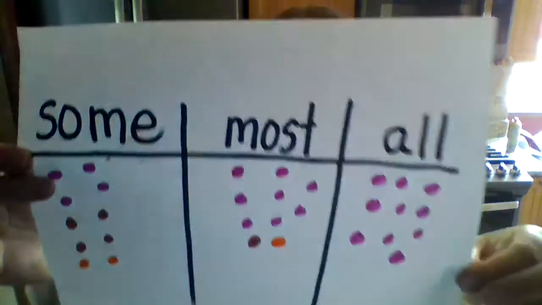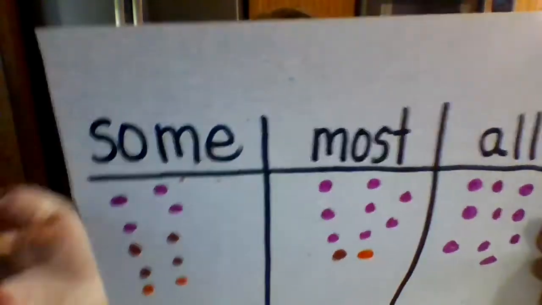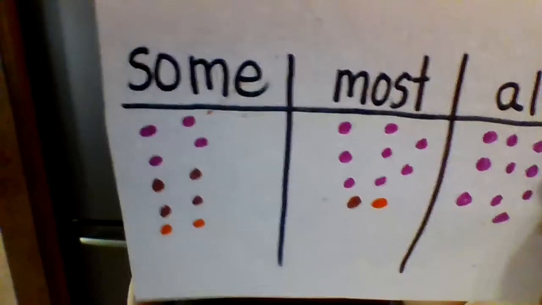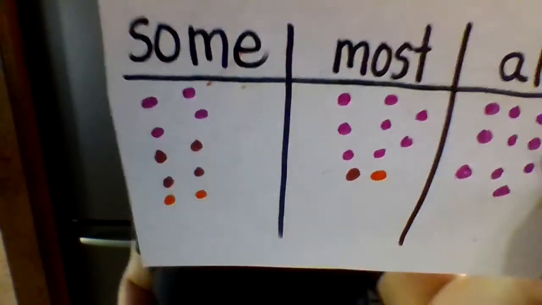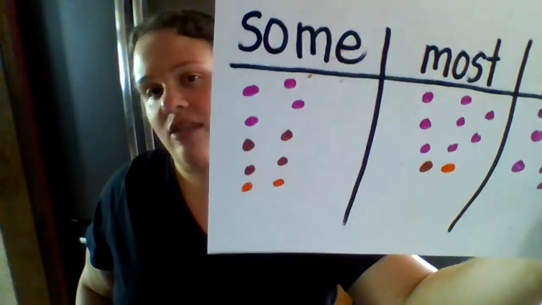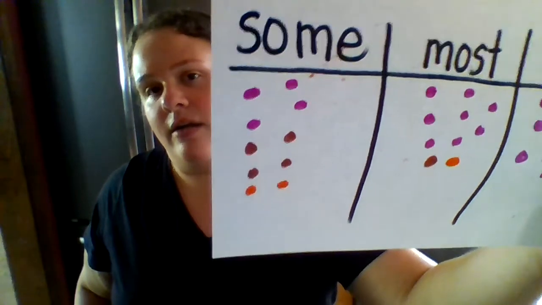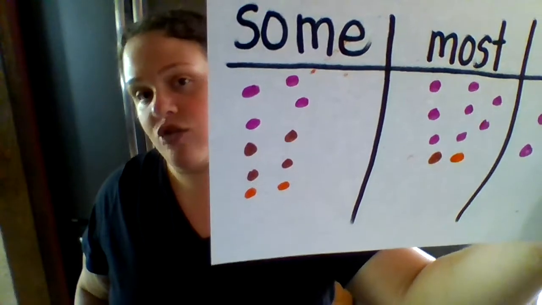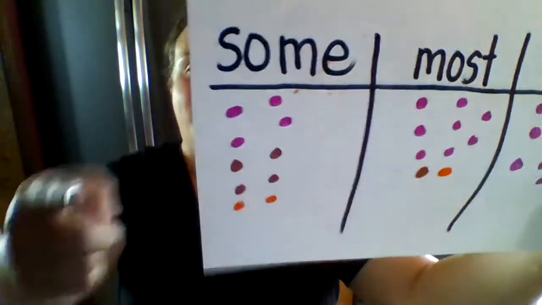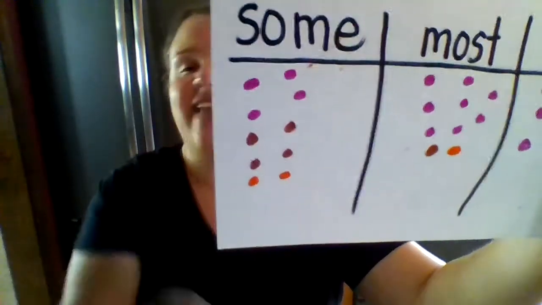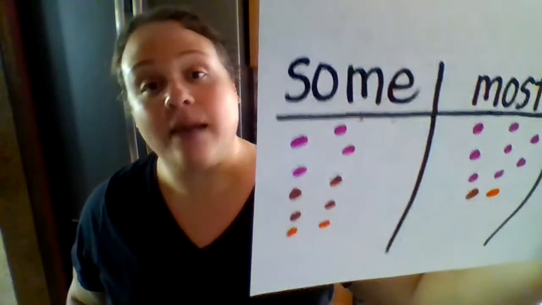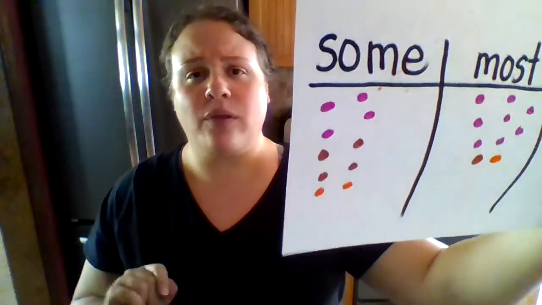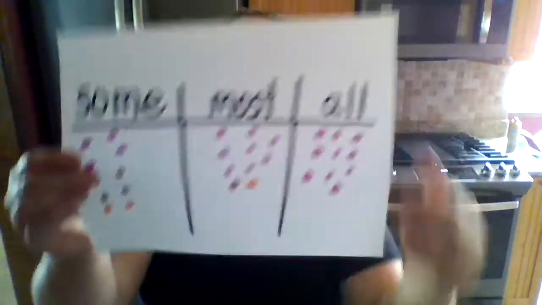So let's look at what we exactly have. If you look at some, how many dots are pink? We're going to be looking at pink dots. Well, some dots are pink. There are dots that are brown, and dots that are orange. So some of the dots, 4 out of the 10 dots, are pink. So some are pink, not all of them, not most of them. There are just a couple or a few that are pink.